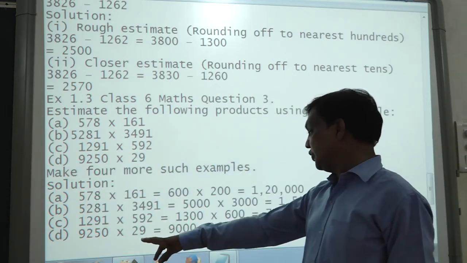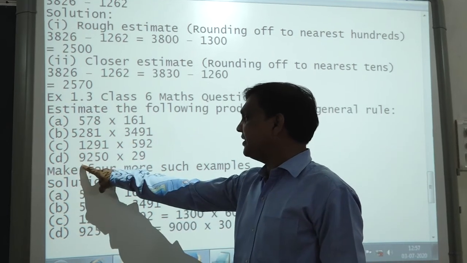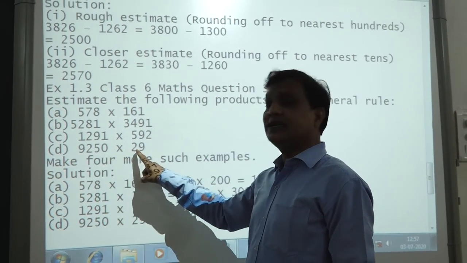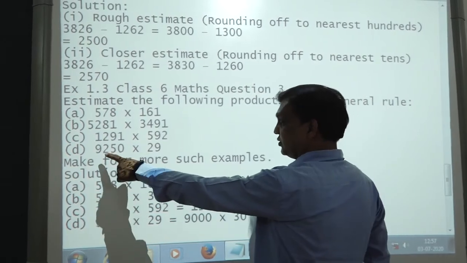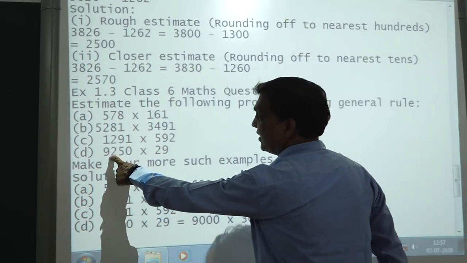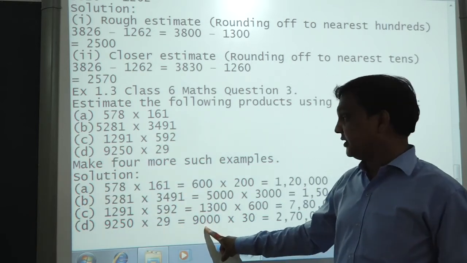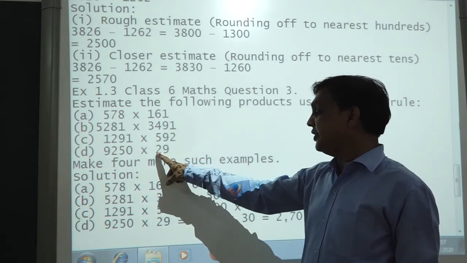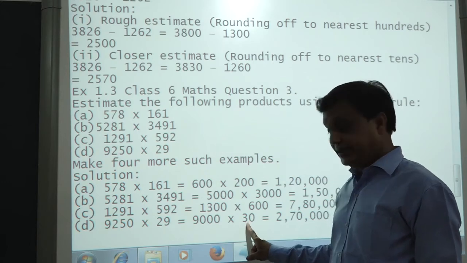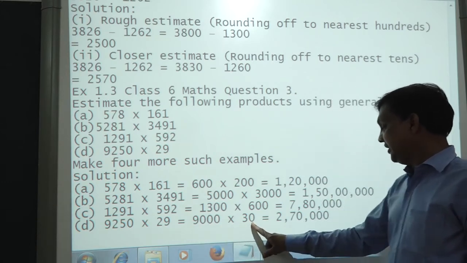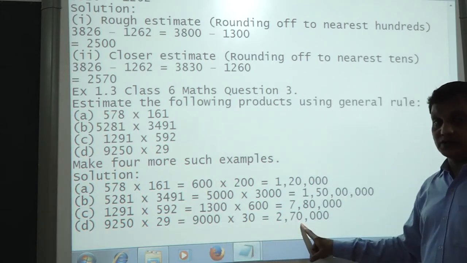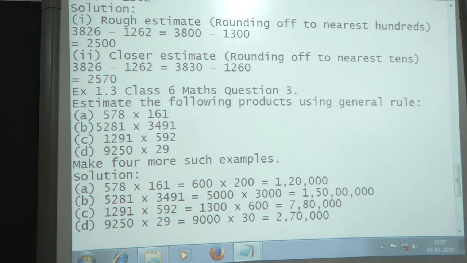Now the last question, today's last question: 9,250 multiplied by 29. 9,250 converted to the nearest 1000 became 9,000. And 29 converted to the nearest tens became 30. So 9,000 multiplied by 30 is equal to 2,70,000. So this was exercise number 1.3.